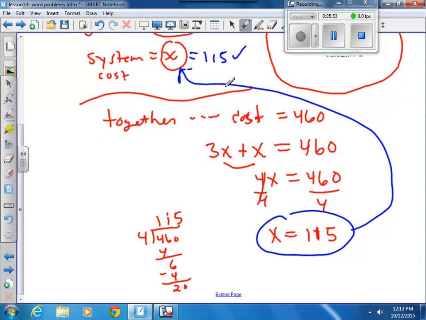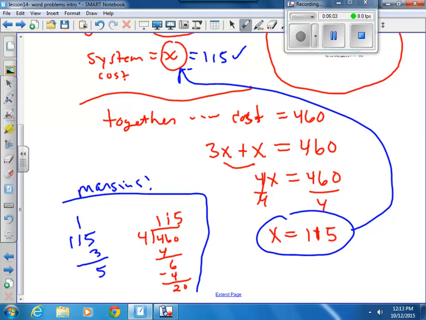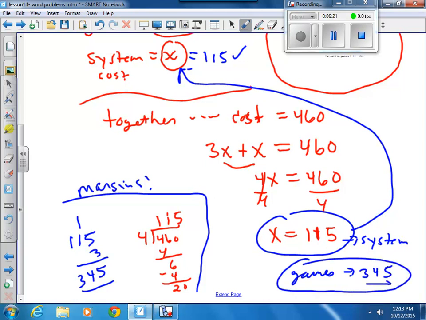And if I don't have a calculator, I always say go off in the margins and just kind of perform that work, whatever 115 times 3 is. So 345. So we'll just note to self here, that's the system cost, and then the games cost is 345. And that makes sense because 345 and 115 make that grand total of 460.